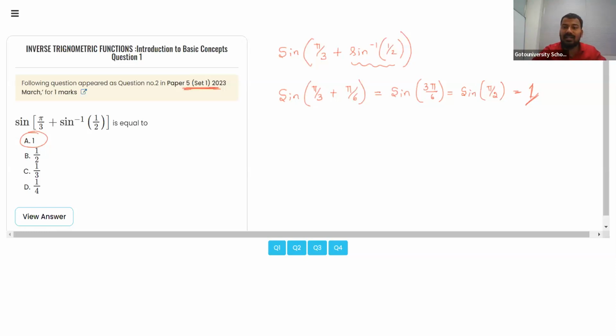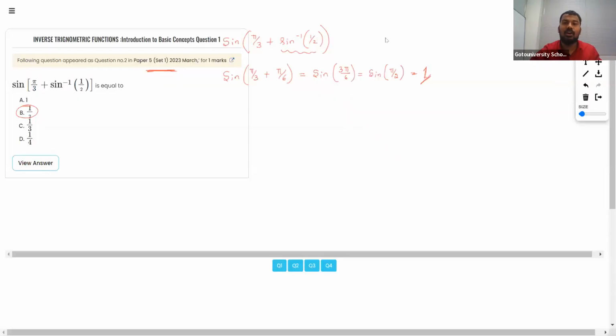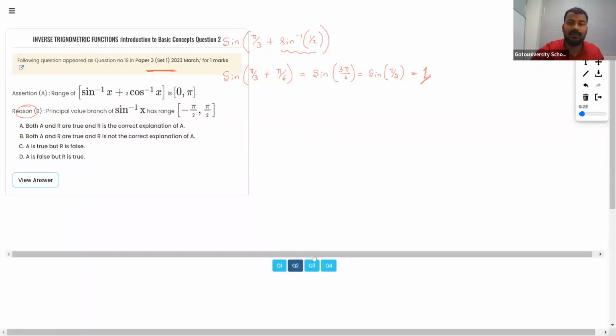If you want, we can check the answer. A similar pattern you can see here. So if you look, yes, it is going to be option A in this case, isn't it? Let me go to question number 2 here.